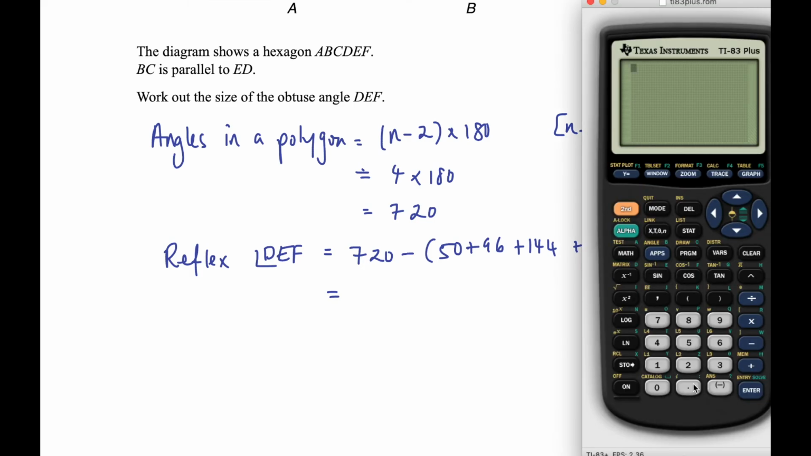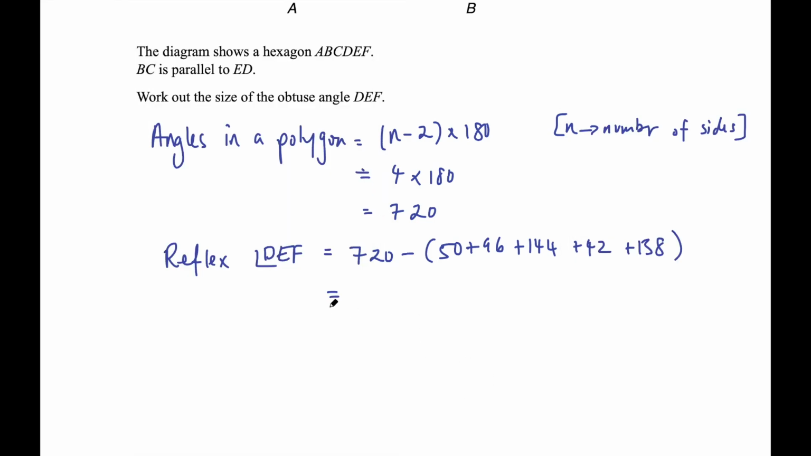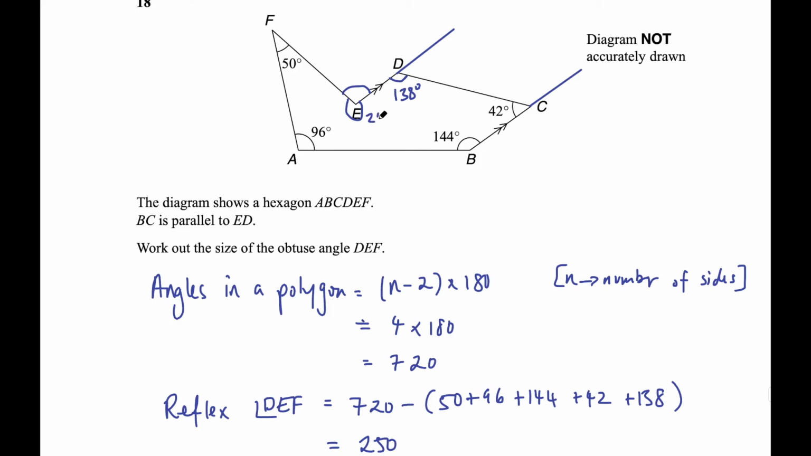So let's go ahead and do that, and I get 250. So that reflex angle in there is 250. Therefore, hopefully you can see straight away how to work out the obtuse angle DEF, because you know that angles around a point add up to 360. Therefore, the obtuse angle is going to be 360 take 250.